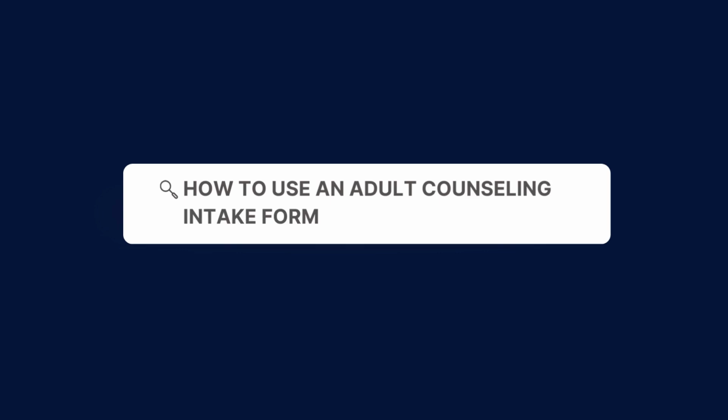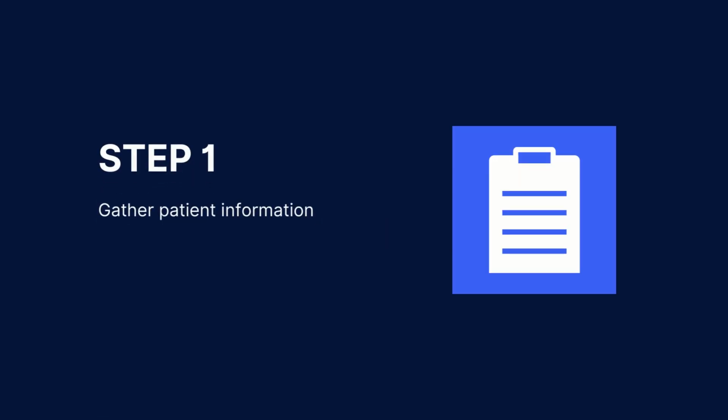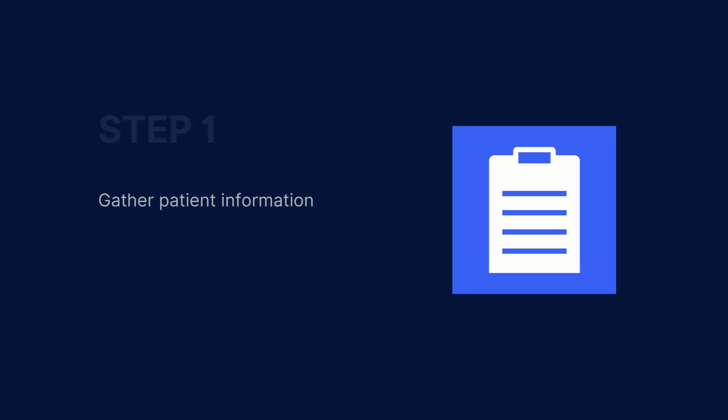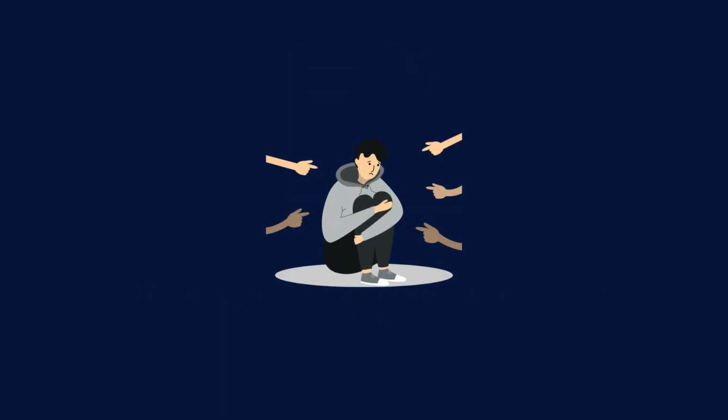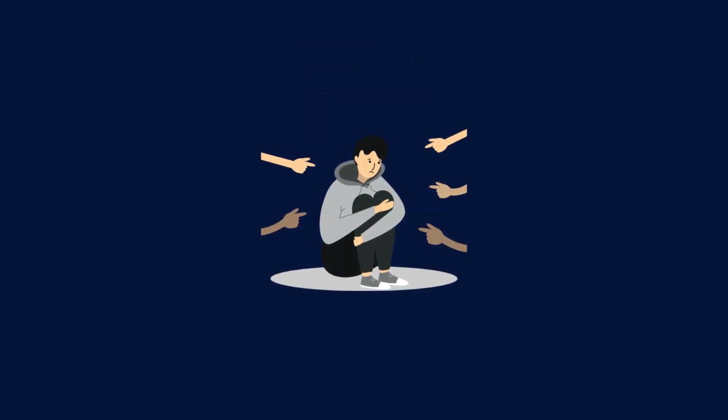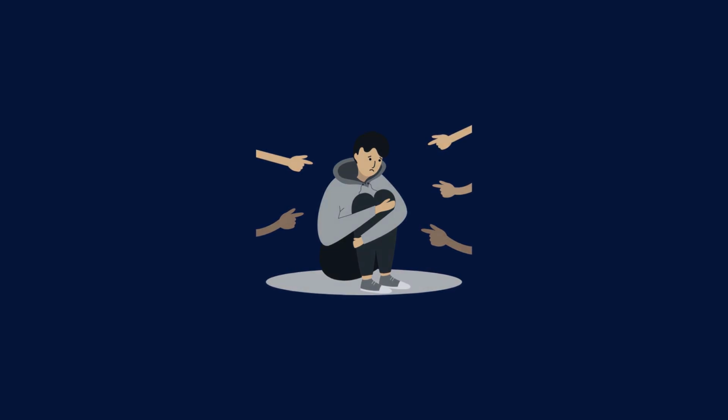Download our adult counseling intake form from the Carepatron platform, which you can find in the link in the description. An upcoming patient needs to do the usual things like indicate your name, date of birth, age, marital status, military history, education, and more. The next step is to fill out the checklist of traumatic experiences and losses. They need to check whichever applies to them, like bullying, sexual abuse, isolation, war, job loss, and more.